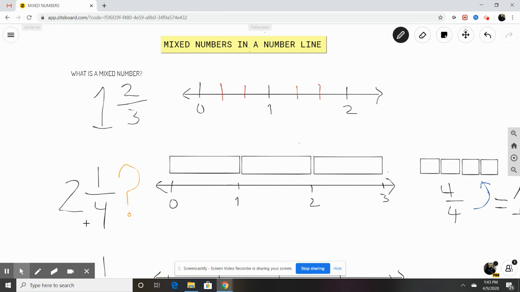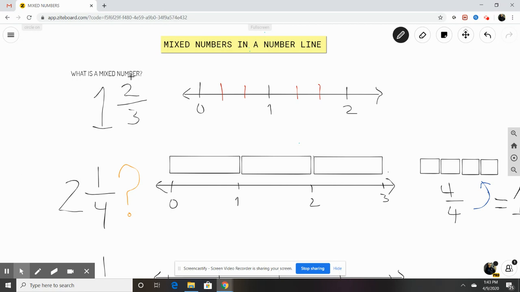We've been working on improper fractions and mixed numbers and how to go back and forth. So let's review very quickly what a mixed number is. A mixed number is a quantity that is composed of a whole part and a fraction. This is an example, 1 2/3. It's a mixed number because we've got one whole and we've got 2/3.